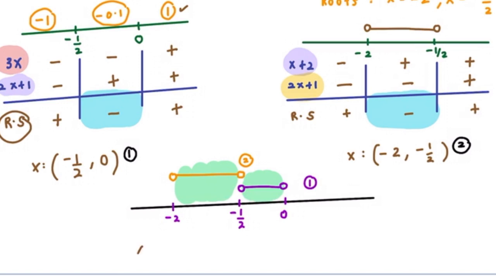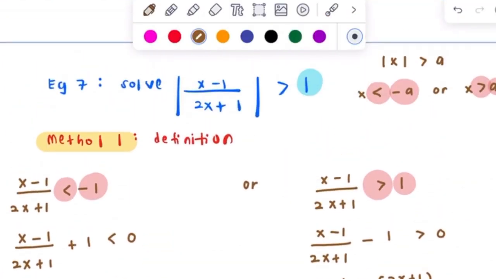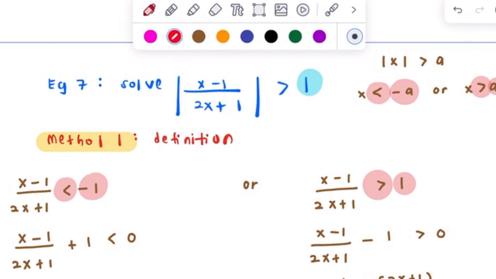Your last answer will be x from -2 until -1/2, open bracket, union -1/2 until 0, open bracket also. One more thing, for rational inequalities or fractional inequalities, you have to consider that your denominator cannot be 0. So what is your denominator here? Your denominator is 2x plus 1. So you have to consider that 2x plus 1 cannot be 0.